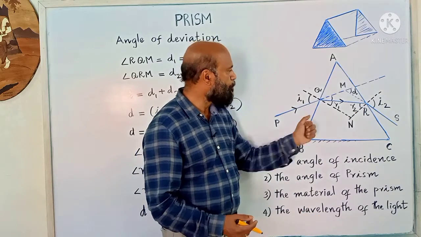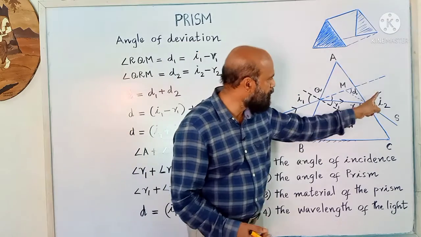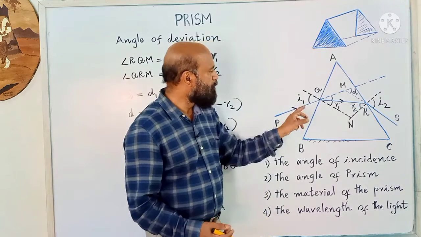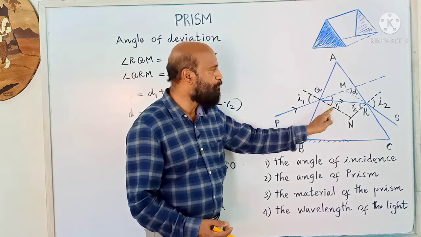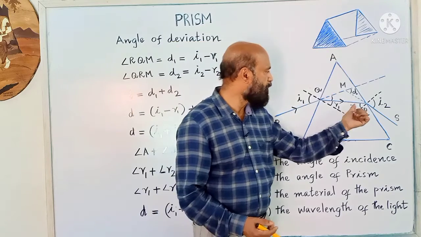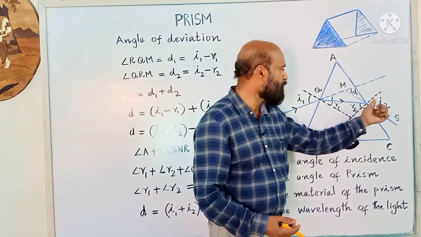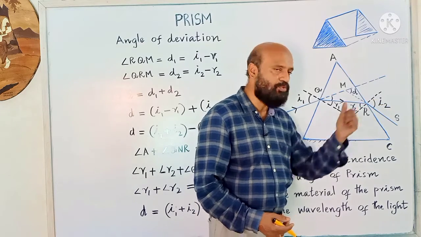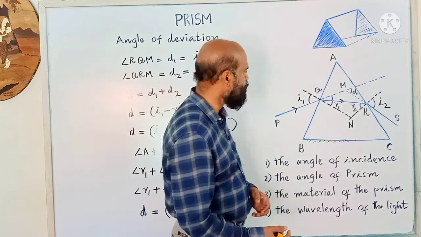This is the normal on the face AB, and here this is the normal. So this is the angle of incidence, and this is the angle of refraction at the face AB. Similarly here, the angle of incidence is R2 and the angle of refraction is I2. R2 and I2 are the angle of incidence and angle of refraction.